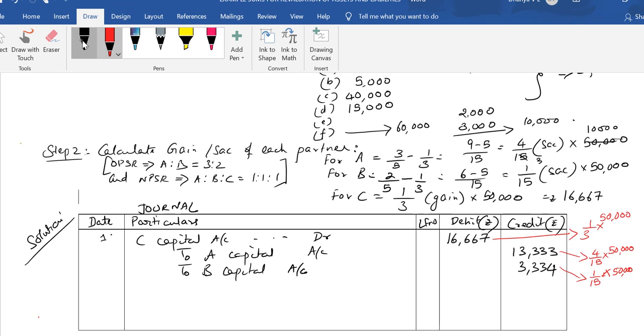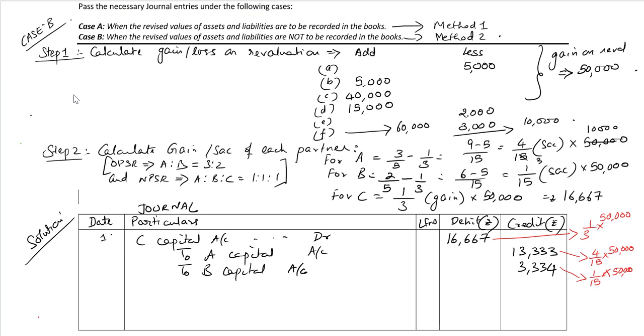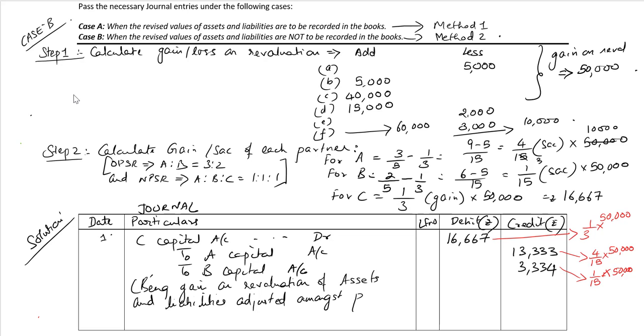So let's go ahead with the narration. Being gain on revaluation of assets and liabilities adjusted amongst partners' capital accounts.